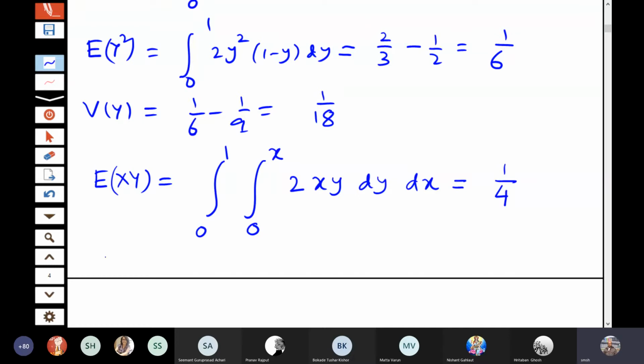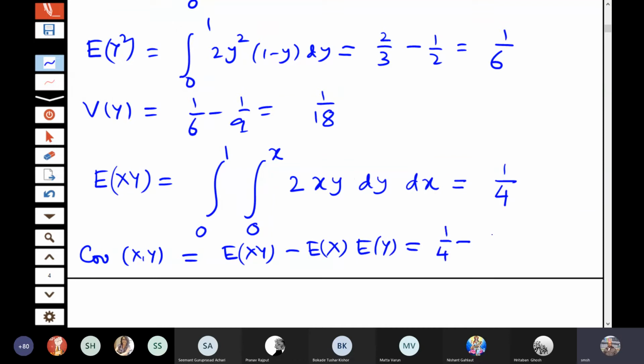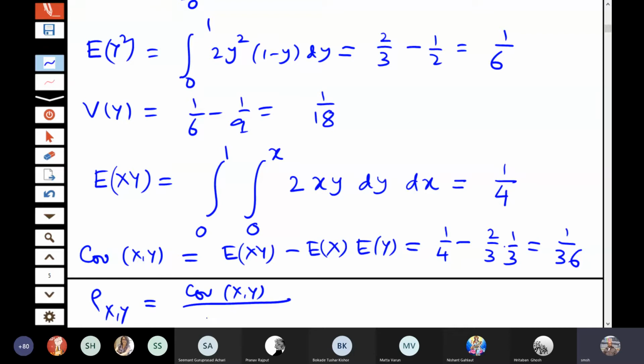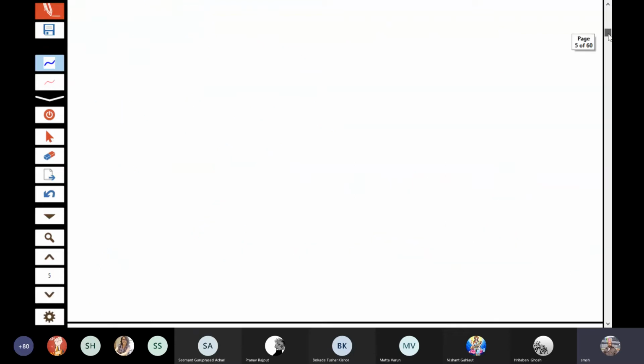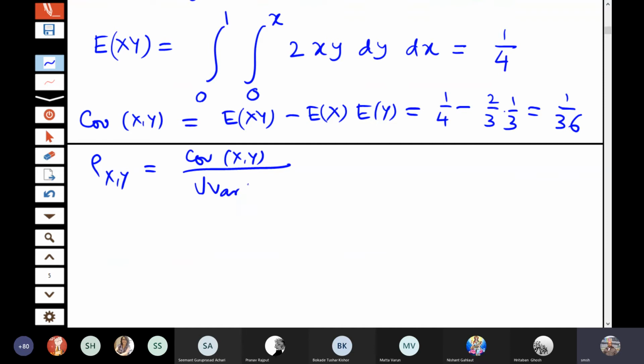So you get the covariance between x and y, that is expectation of xy minus expectation of x into expectation of y. That is 1 by 4 minus 2 by 3 into 1 by 3, that is 1 by 36. So the coefficient of correlation between x and y, that is covariance between x and y, divided by square root of variance of x into square root of variance of y.